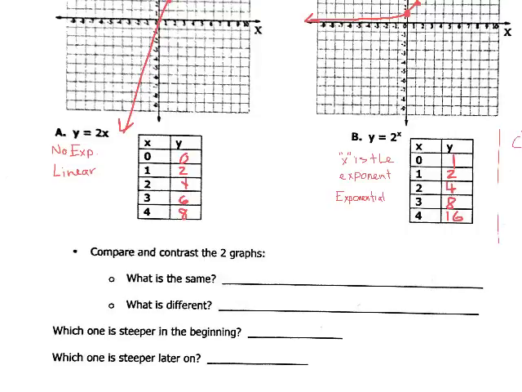Okay. Now let's look at the tables of data. So looking at the tables of data, go ahead and have a quick 20-second conversation in your groups. How do you tell if you're looking at something that's linear or exponential from the table of data? Ready, set, go.